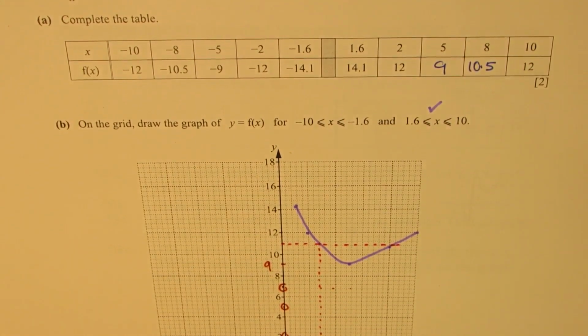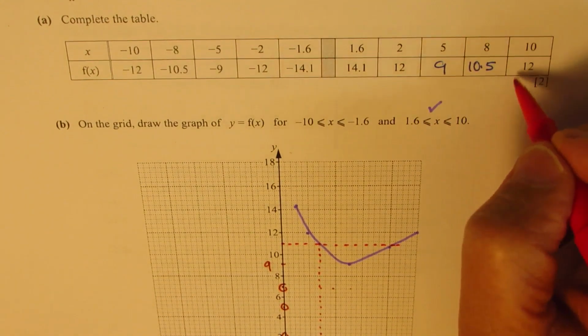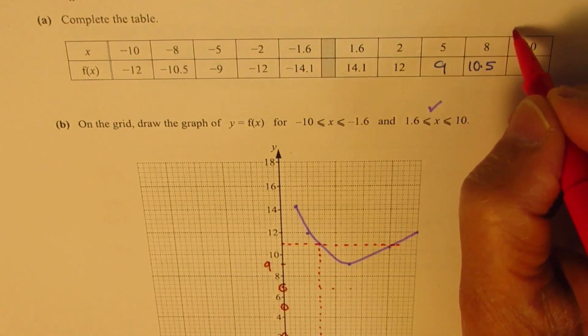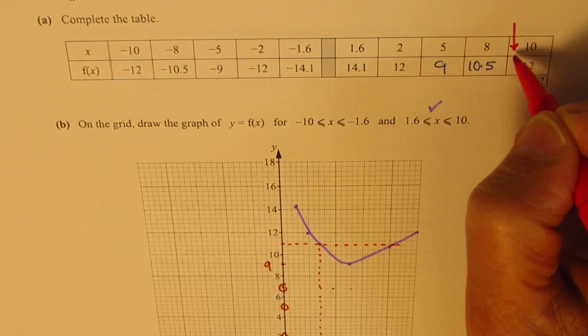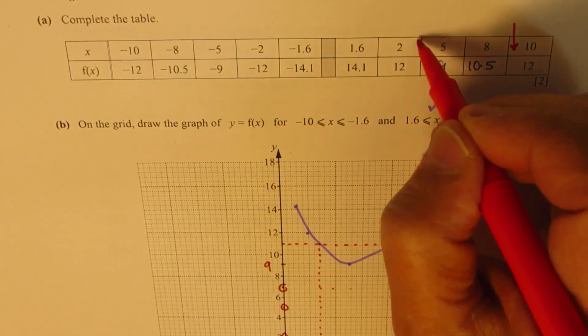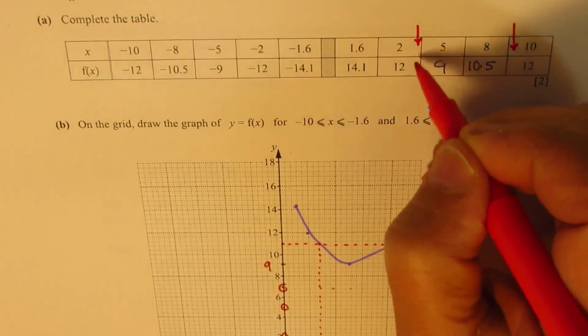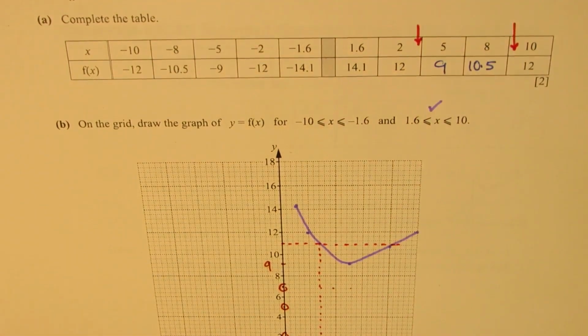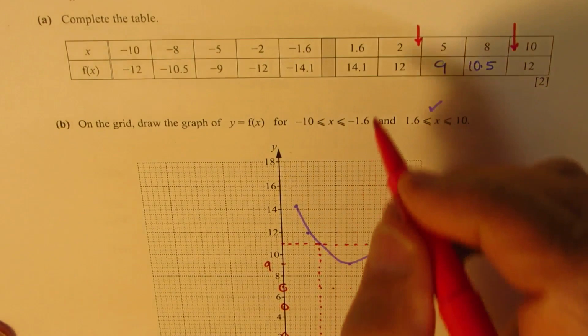Perfect. So that gives you an idea that 11 is going to be somewhere here, and somewhere there, between these 2 points. So that is the estimate for us. Not a bad estimate.